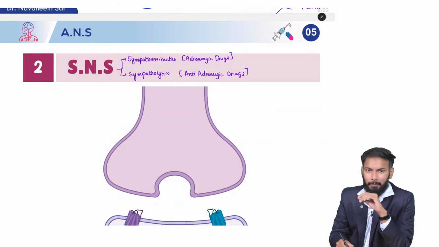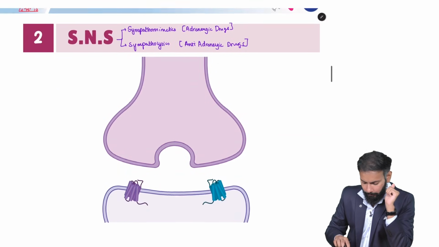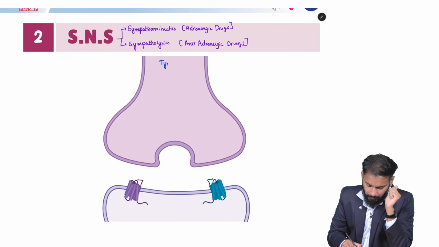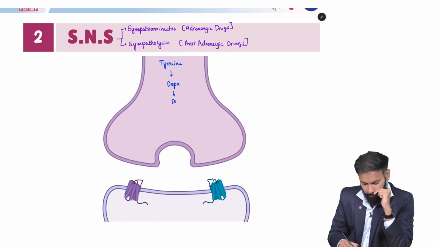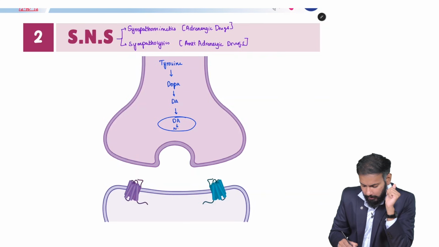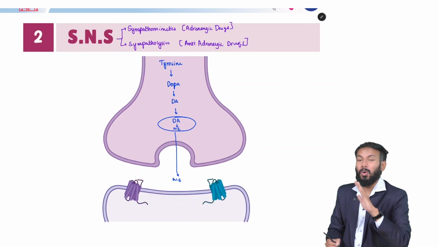Now, how did we start the PNS chapter? By studying the neurotransmitter. The same thing we are going to do here. So, what is the neurotransmitter here? It is norepinephrine. So, it starts with tyrosine. Tyrosine is converted to dopa. Dopa is converted to dopamine. Now this dopamine goes into the vesicle, and inside the vesicle dopamine is converted to norepinephrine. When the calcium comes in, this dopamine or norepinephrine will be released according to the situation.